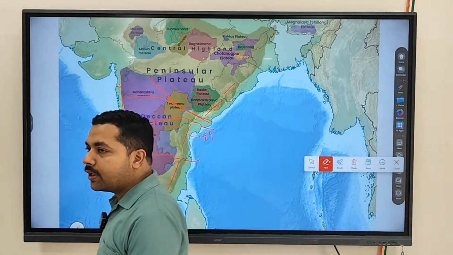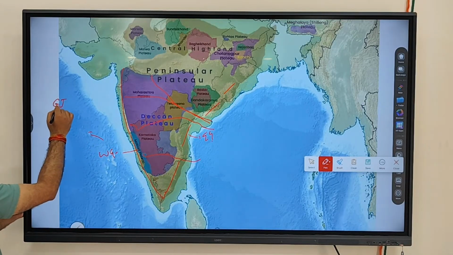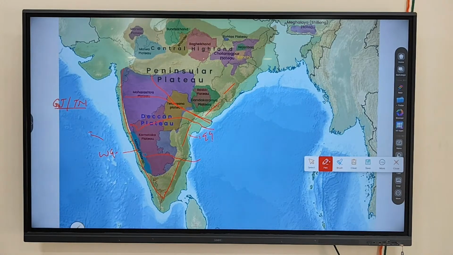So first, the Western Ghat. Western Ghat extends from where? From Gujarat to Tamil Nadu. Remember, last class we discussed a question on how many states the Western Ghat spreads across. You see Gujarat is there, Goa is there, Maharashtra is there, Karnataka is there, Kerala is there, Tamil Nadu is there. These are the extension of the Western Ghat. Clear? The highest peak of the Western Ghat is Anaimudi.